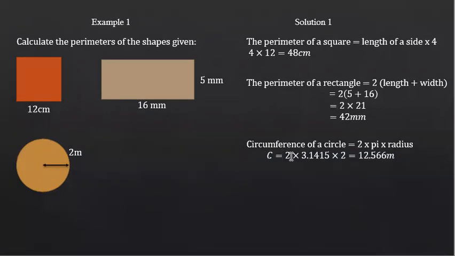So it's going to be 2 multiplied by 3.1415 multiplied by 2. And we get 2 because 2 is our radius. If our radius was 3, this would be a different figure. And our answer is 12.566 meters.